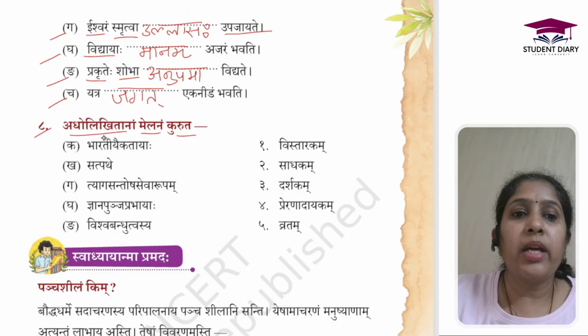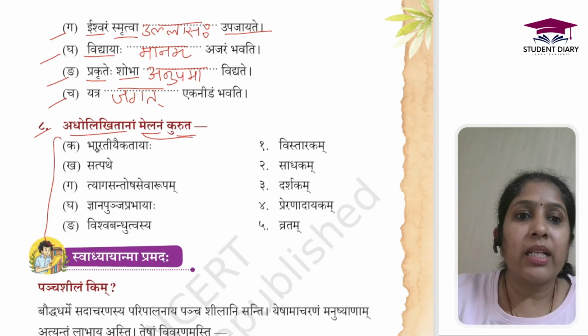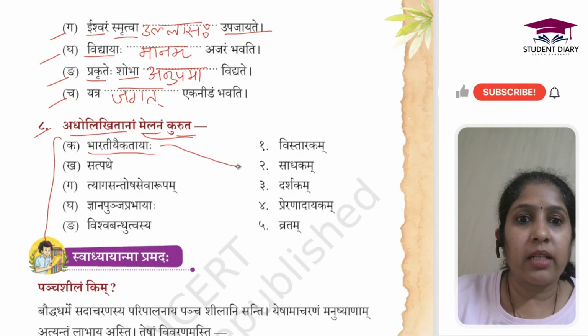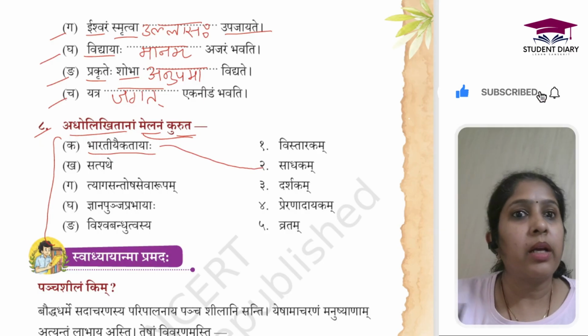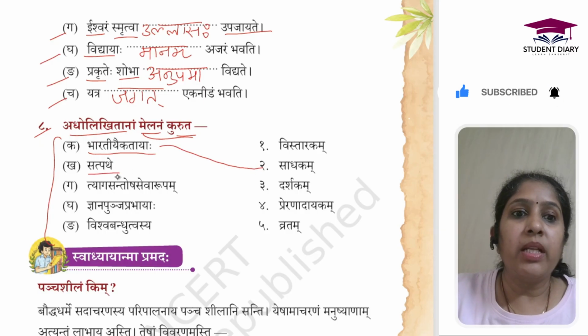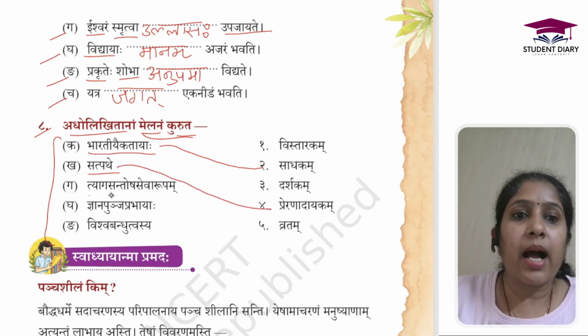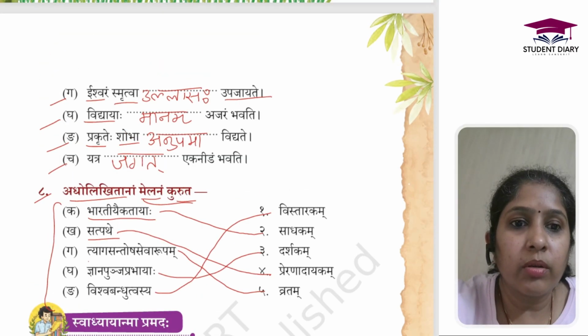Adholikhitana melanam kurut. Adholikhitana means whatever is written down. Melanam kurut means join them. Fine. Now, Bhartiya Ekatayaha. We have done all these words. So, Bhartiya Ekatayaha means of Indian unity. Then it should be Sadhakam. Correct? These are the sentences from our shlokas only. Sat Pathe means on the path of the truth. Correct? Prernadayakam. Right? Then Tyag Santosh Seva Rupam Vratam, correct? Then Gyan Punj Prabhayaha Darshakam, right? Then Vishwa Bandhutvasya Vistarakam.